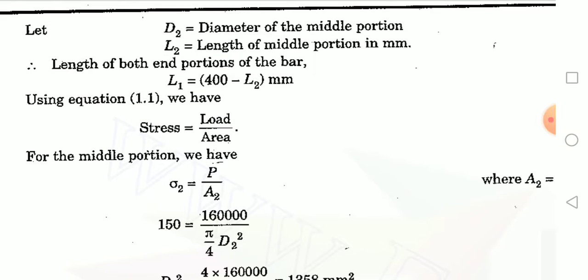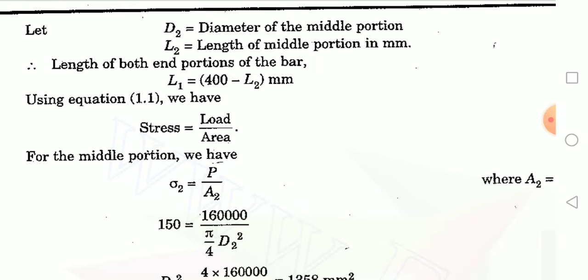So the length of both end portions of the bar, the total length is given as 400 mm. We don't know the length of the two ends, we know only the diameter. So the length L1 equal to 400 minus L2, where L2 is nothing but the length of the middle portion. So the length of the middle portion equals the total length minus the length of the remaining sections.